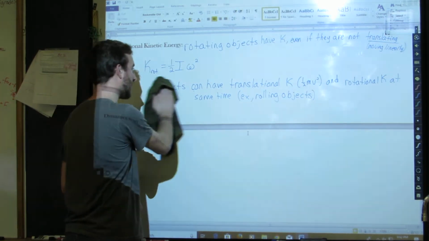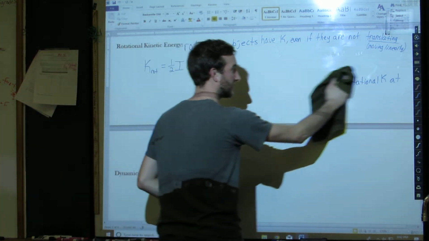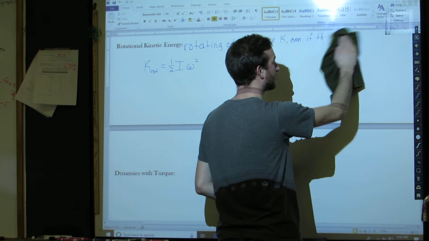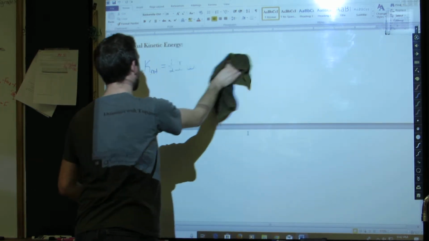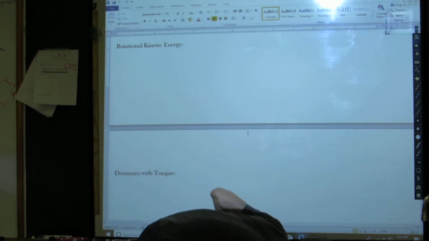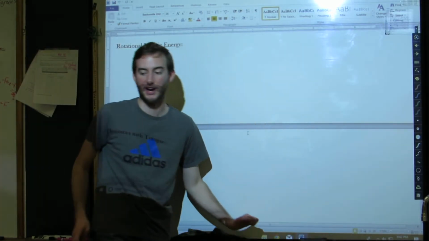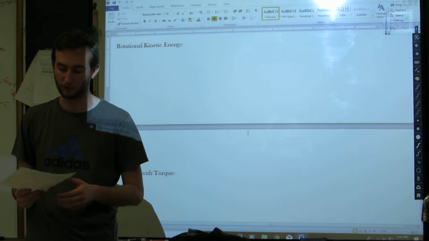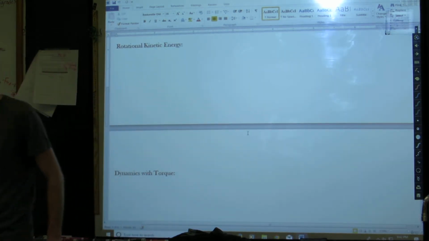Some of that happens to make the object move from place to place. Some of it might happen to make the object rotate. As long as you understand that kinetic energy just means something's moving, either moving side to side or rotating, that's all I really want you to know.